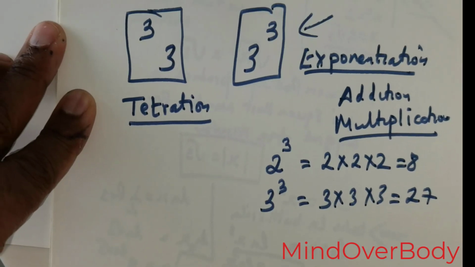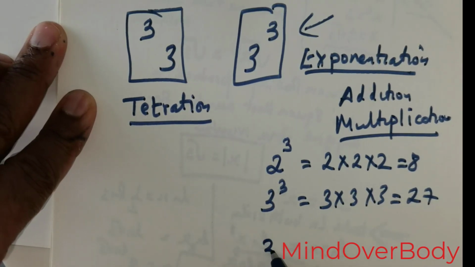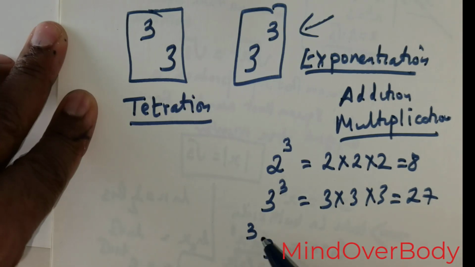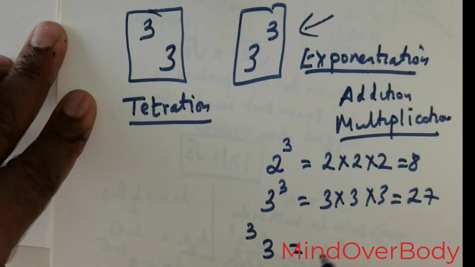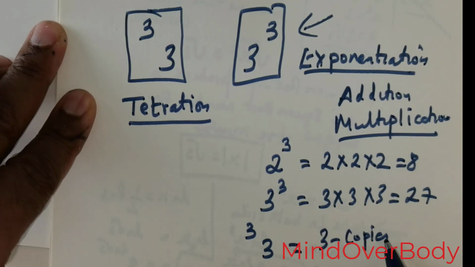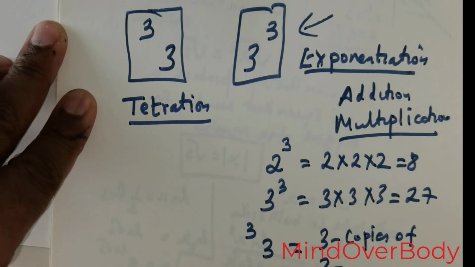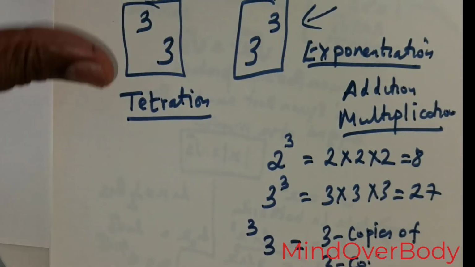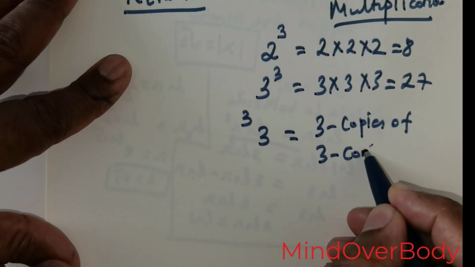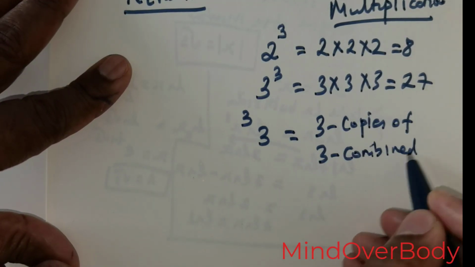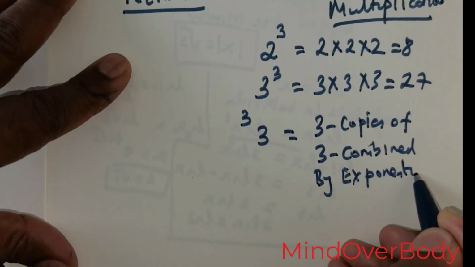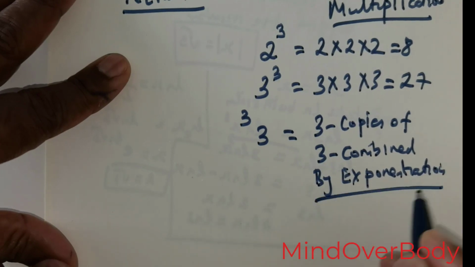Straightforward. But if I were to be given 3 with 3 on the rightmost index, like this, the way I've shown you, in this case, this is nothing but, let me write it down, 3 copies of 3 combined by exponentiation. This is the meaning of this.